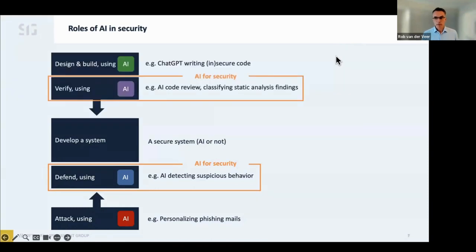Then let's talk about defending a system. When you are designing and building a system, you can use AI to write code, whether it's secure or insecure. I mean, that's a whole different discussion. But of course, we see this a lot currently, using large language models to generate code and to try to gain productivity in that sense. And when looking at AI for security again, when it comes to defending systems, examples are using AI for code review, static analysis, trying to detect all kinds of things.